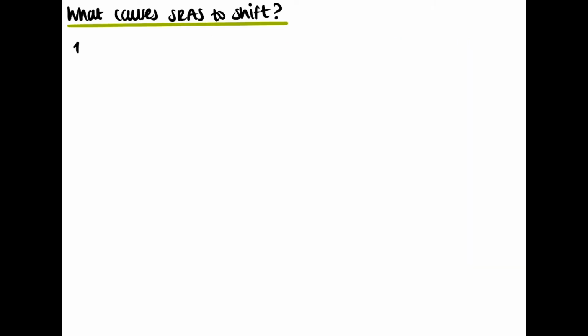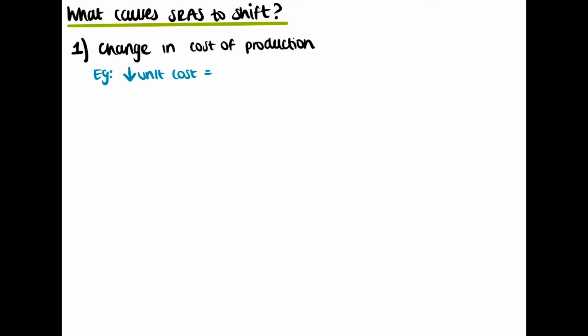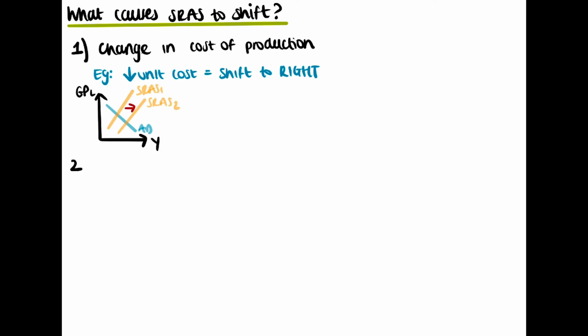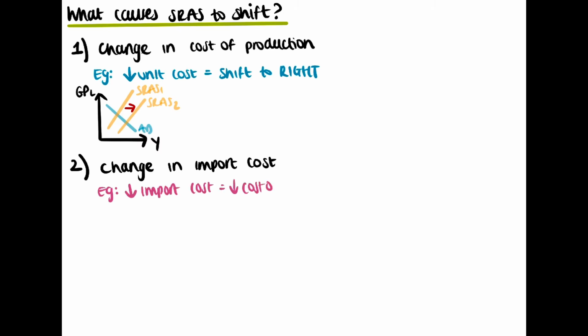A change in the cost of production would cause the SRAS to shift. If the unit cost of a good was to fall, the curve would shift to the right, as the firm can now supply more of the good at a lower price. And the same would apply if there was a change in import cost. For example, if the cost of tariffs was to fall, the firm's cost of production would also fall, and the curve would again shift to the right.